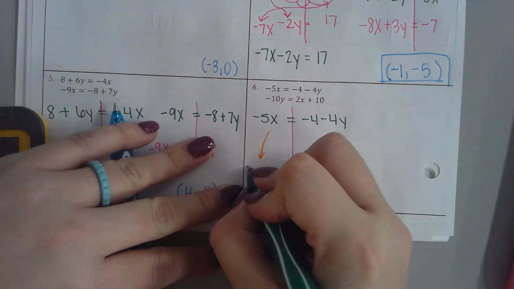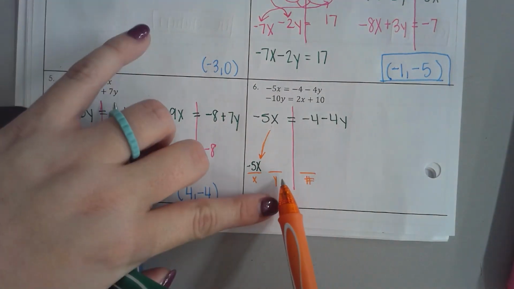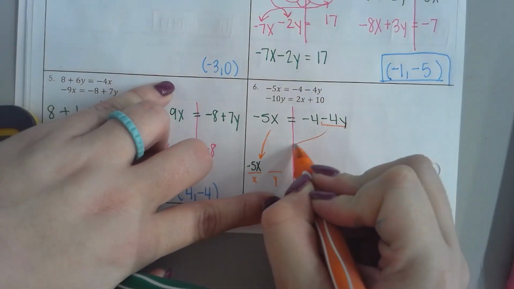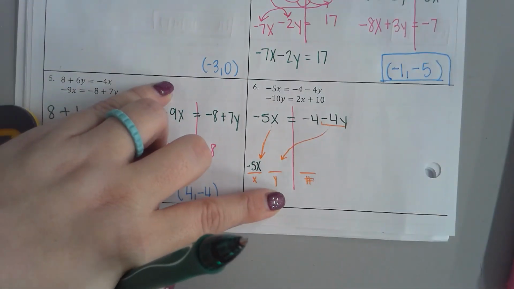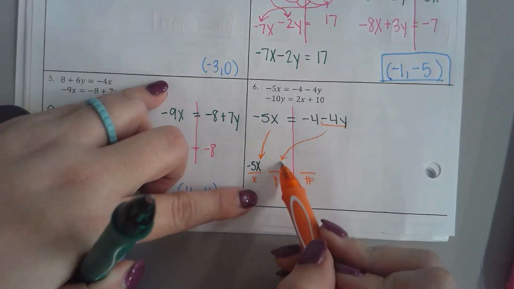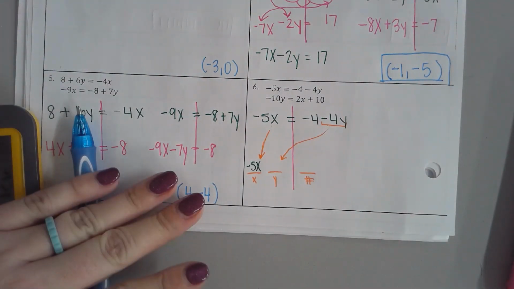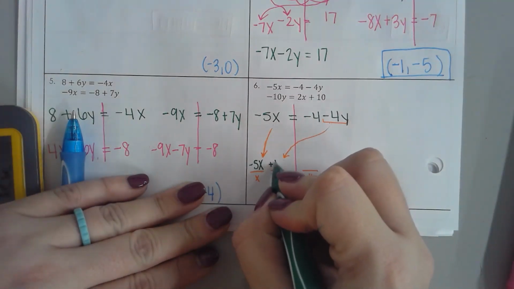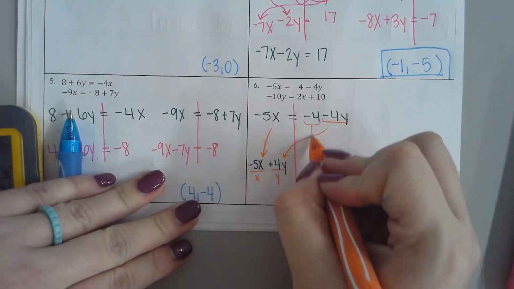Negative 5x. Then I've got the y spot to fill. To get this negative 4y to its spot, did I have to cross over that line? I did. See how my arrow crossed over it? So it changes the sign. When it crosses the line, it changes sign. So that becomes a plus 4y. And then my plain number, to get to its spot, did it cross over the line?